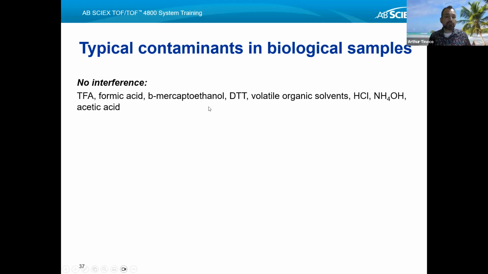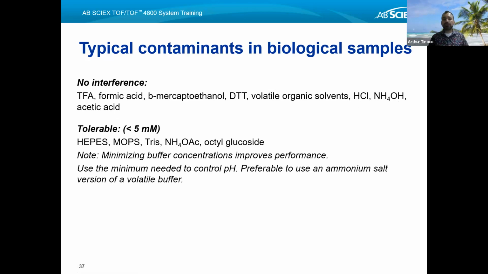Beta mercaptoethanol and DTT are things that are used for reducing samples. As for volatile organic solvents, I recommend you use something that's volatile, something that can easily evaporate. The use of HCl, ammonium hydroxide, and acetic acid is perfectly fine. Now, if you do have to work with a protein sample, and some proteins do not like to be without salt, then you might need some amount of buffer, okay?